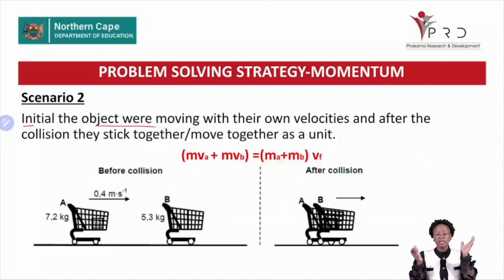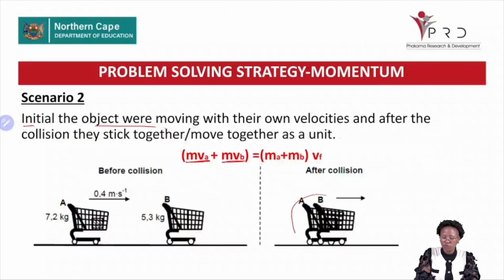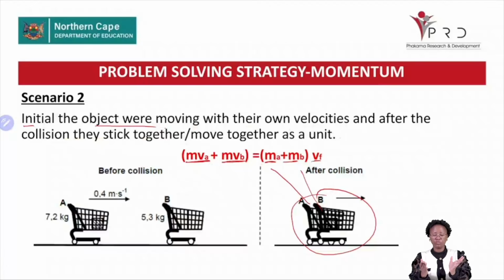Now the next scenario is when the objects were initially moving with their own velocities. After the collision, they move together and combine and stick together and move together as a unit. So which formula am I going to use? I'm going to represent momentum of object A, momentum of object B. Initially they were separated. After the collision, they are moving together, meaning that you will join their masses, and they will share their final velocity.